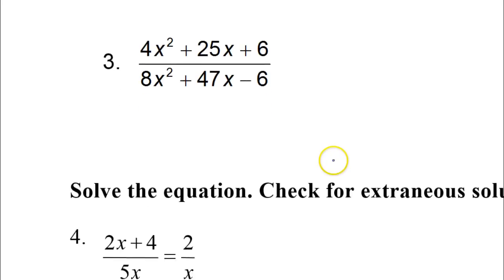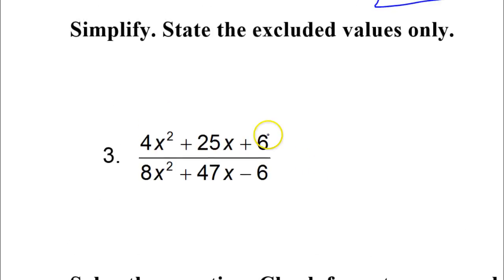So number 3, let's factor. We're just supposed to simplify. In this case, that just means factor and cancel. And of course, as always, we will state the excluded values. I'm not sure why it says like only. Ignore that. So let's simplify and state the excluded values, period.